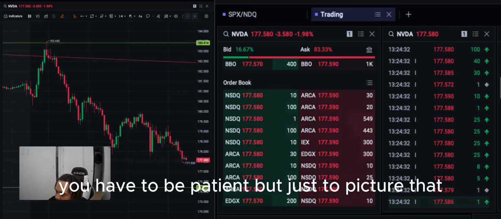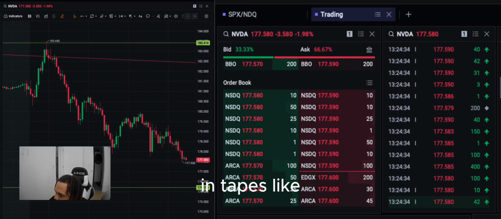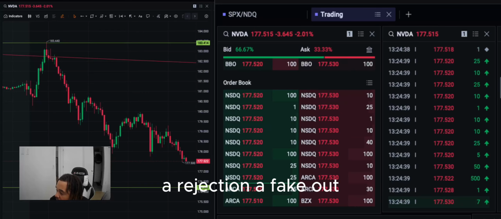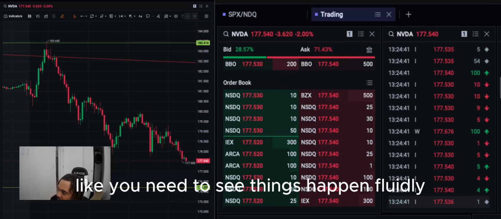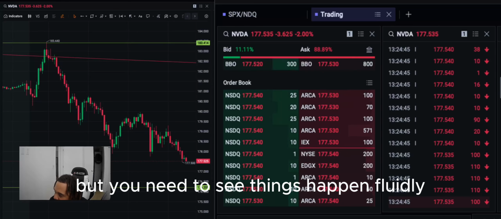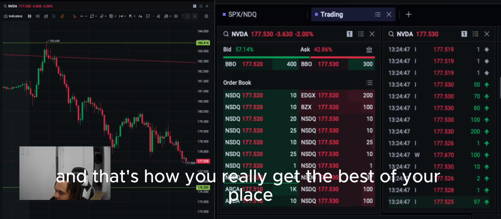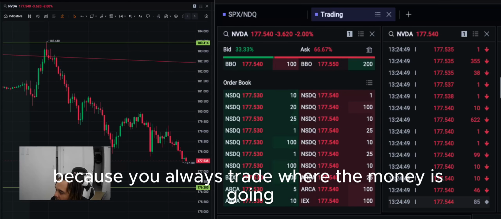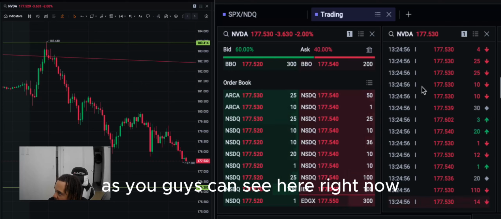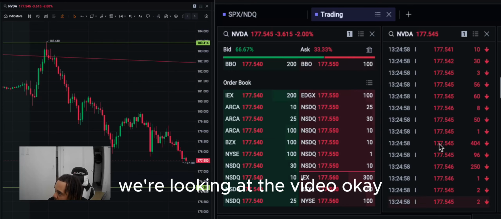But just to picture that in tapes, you get to avoid many things: a turnaround, a rejection, a fake out. You need to see things happen fluidly, and not all the time it does, but that's how you really get the best of your plays, because you always trade where the money's going. That's how you make your money here. It's that simple.